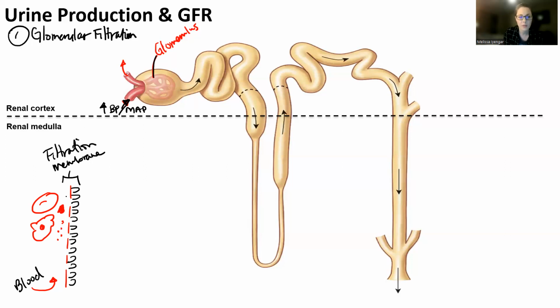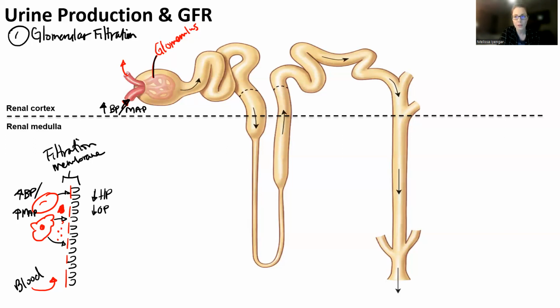So as these substances and water push against the filtration membrane, they're going to want to break through, because we have a high blood pressure, high mean arterial pressure on this side. On the other side, we're actually going to have a lower pressure. Basically, this is hydrostatic pressure, I'm going to call it hydrostatic pressure, okay? And we also have a lower osmotic pressure as well.